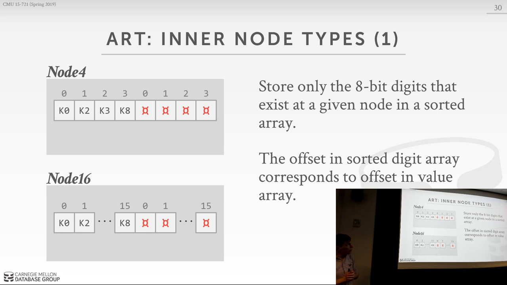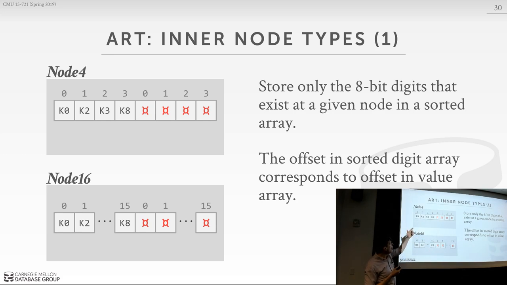All right, so let's talk about the different node types. The first two node types are the smallest ones, and this is where you store a small number of digits that exist at a given node. Every node in the data structure logically could have 256 branches, because we're doing 8-bit, 1-byte spans. So at most there could be 256 unique digits at our node. But since we know some distributions are not going to have all digits at a particular node, we can choose to use these more compressed node types.